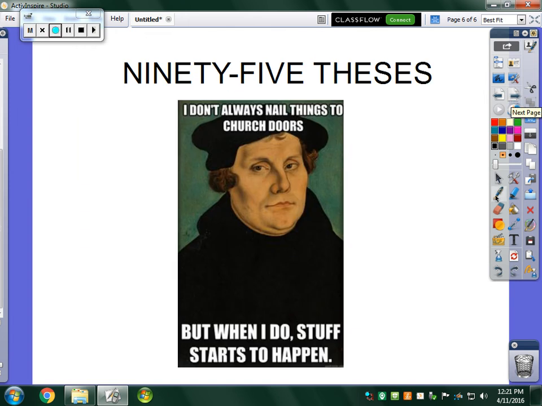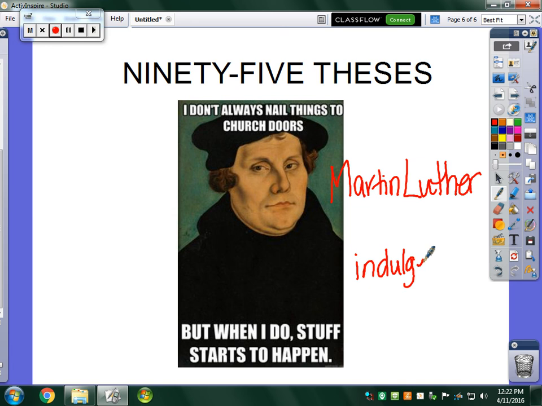This is just kind of a funny picture of him. It says, "I don't always nail things to church doors, but when I do, stuff starts to happen." Martin Luther was a monk who originally did not set out to start his own church. What he wanted to do was make the Catholic Church better. And so he had some problems with things like indulgences and the excess of the church. An indulgence was something at the time that was sold as kind of a ticket to heaven, that if you paid the money, you'd be able to get to heaven. And Martin Luther really did not like that idea.